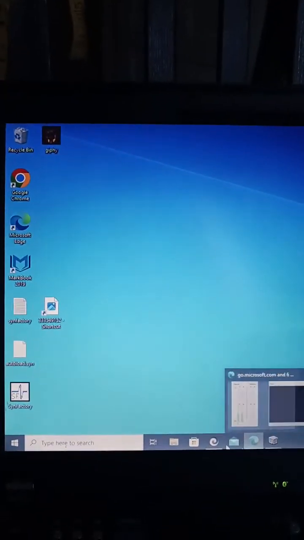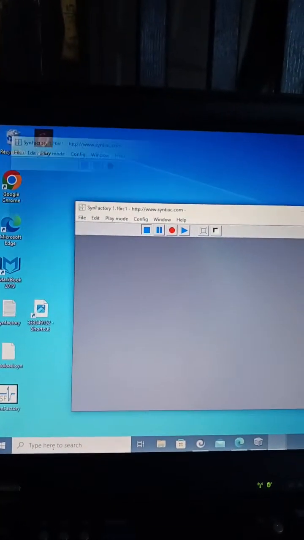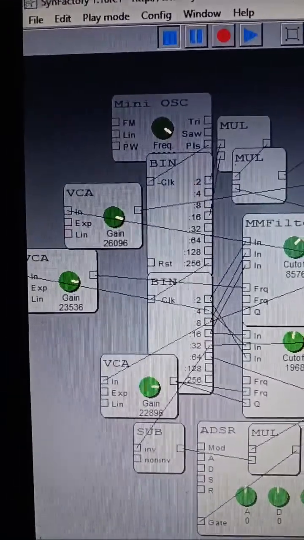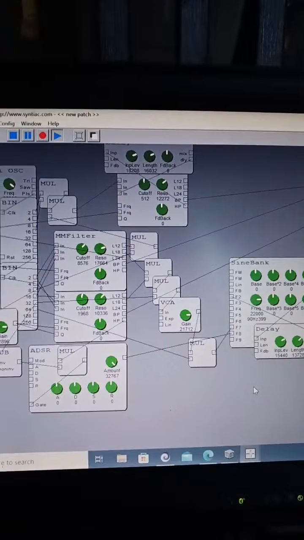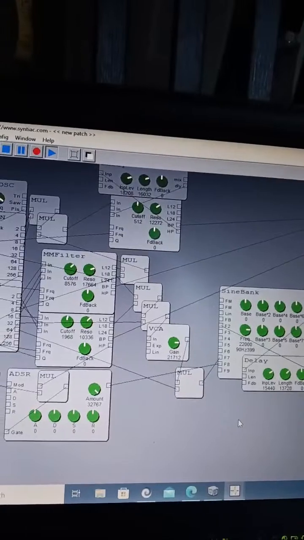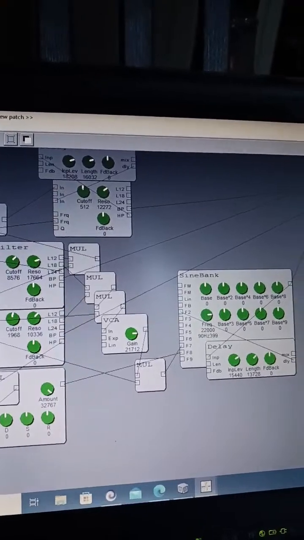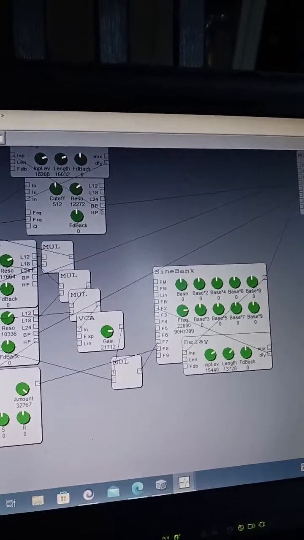Come on, still booting up. There it goes. So this is also a program, and it's got oscillators, and you feed the oscillators into stuff, and you build these big machiney things, and then you play them. I make really idiosyncratic music.